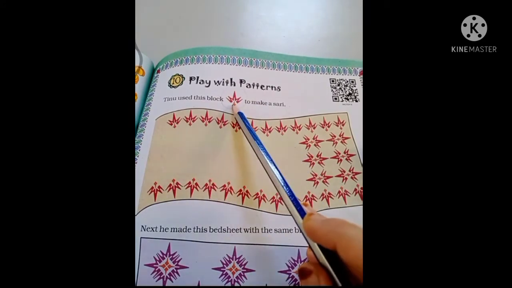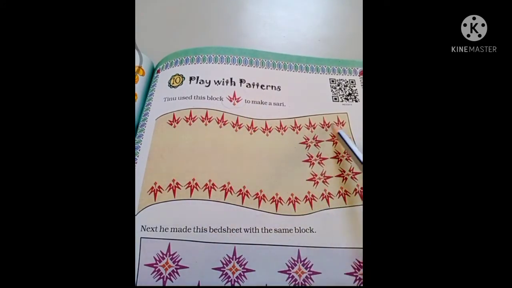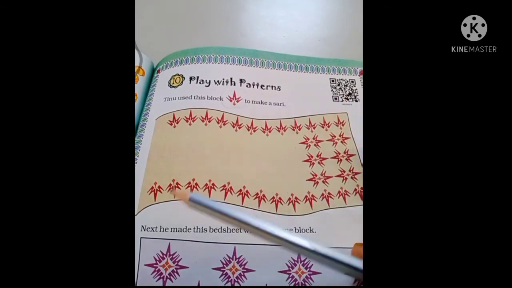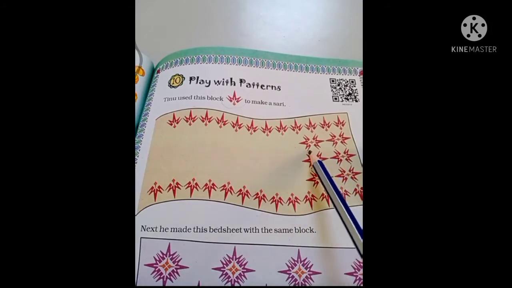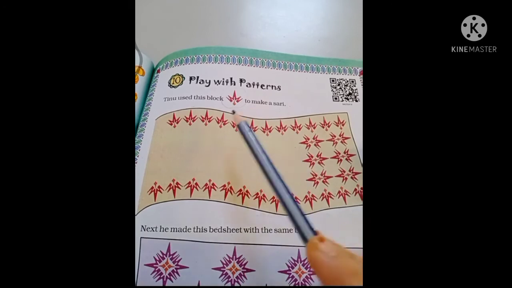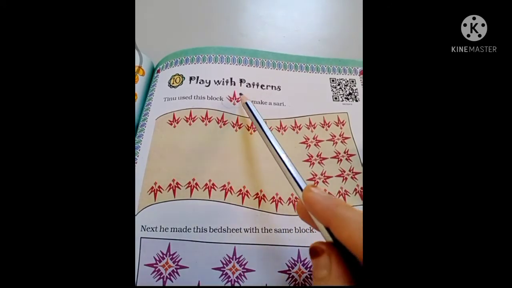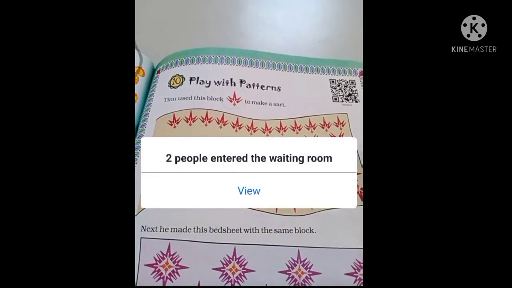Can you see, first she arranged this block this way in an upper direction, right? Then in the opposite direction, over here, she arranged it in a downward direction, right? And then she put the two together in opposite directions to make a flower-like pattern, right? So Tinu used this block to make a pattern.